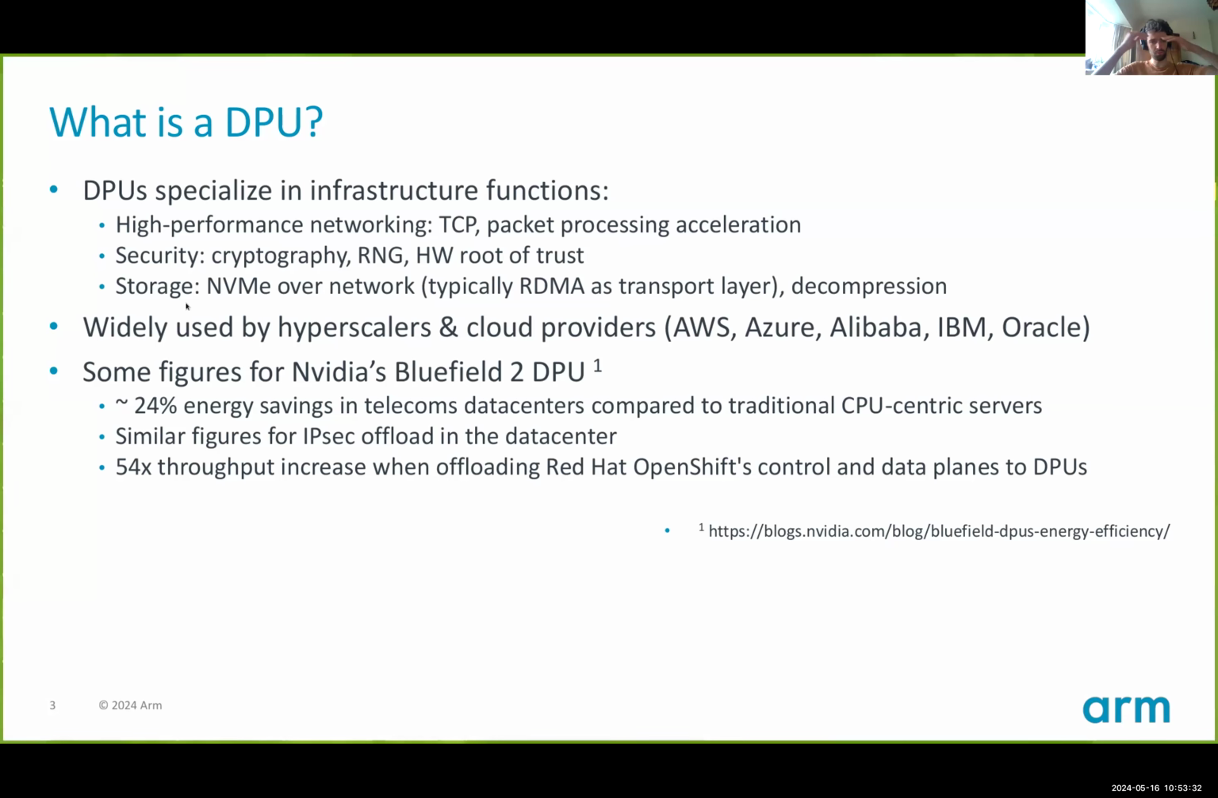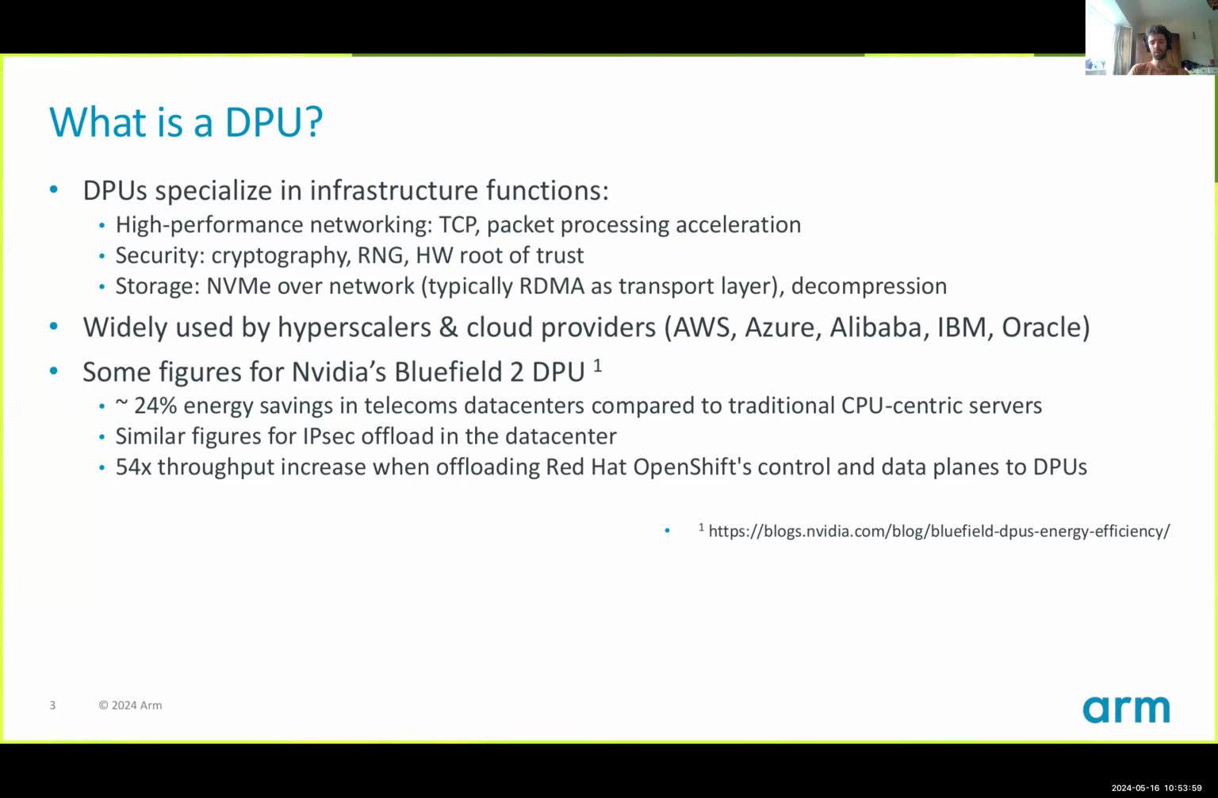So we can see that DPUs are great at high performance networking. They can accelerate TCP. They have some TCP offload functions: TCP aggregation, segmentation, calculating checksums. So essentially what a smart NIC is doing already. They have some acceleration for packet processing.